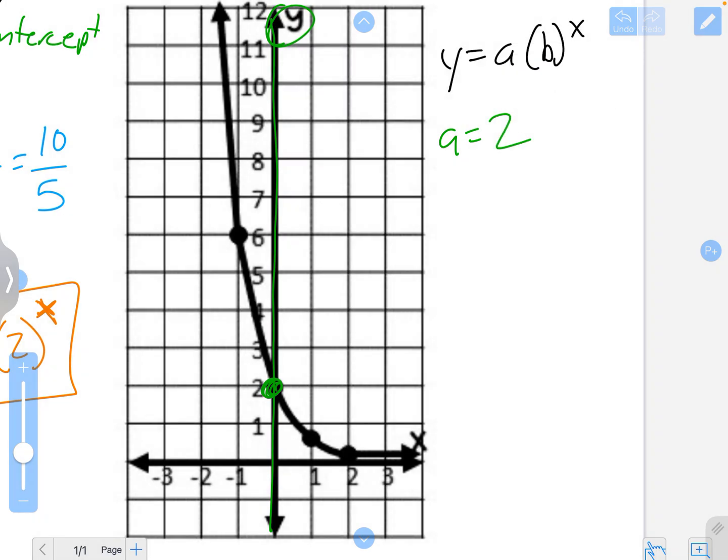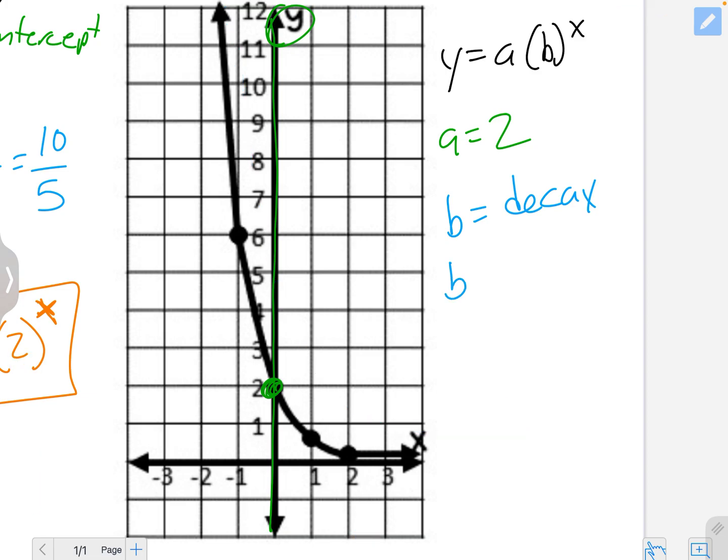By looking at this graph, I know that my b is going to be a decimal because it's a decay, because it's decreasing or getting lower as we go to the right. So our b is going to be y2 divided by y1. Now, when we have a decay graph, what we've got to understand is because it's decaying, we're going to end up with fractions on the right side.